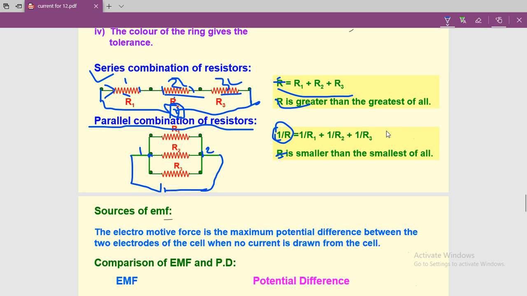If you calculate 1 by R, suppose 1 by R is equal to something like this, suppose 1 by 2.